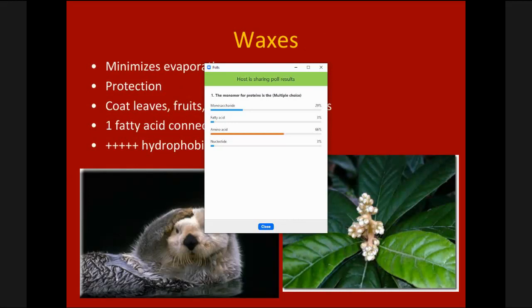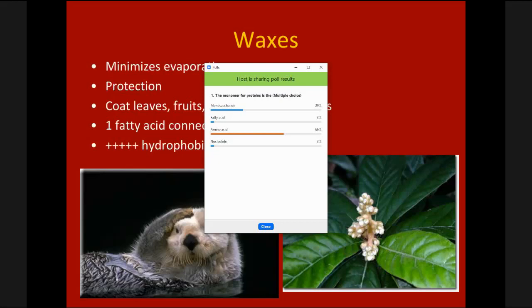So waxes are going to be really important for physical protection, so they can help protect tissues against abrasion. They can also be used for protection against evaporation, right? Remember that our bodies are largely made up of water, and water can be a limiting resource. So you don't want to be evaporating it off the surface of your body all the time, right? You want to waterproof the surface of your body so that you're not losing all the water and having to constantly be replacing it, right?